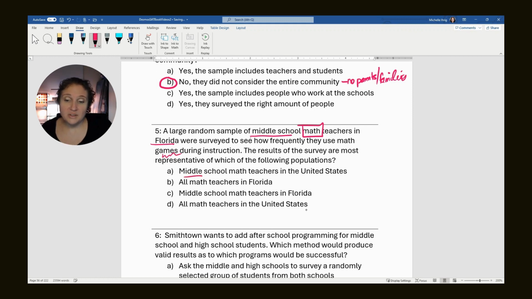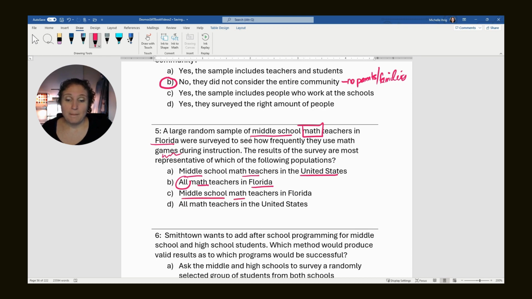Okay, middle school math teachers in the United States. Not really, right? They asked middle school math teachers is correct, but they only asked middle school math teachers in Florida. So that wouldn't work. All math teachers in Florida. Well, they have math and they have Florida, but they say all. So they didn't ask elementary or high school math teachers. They only asked middle school. So that's not representative.